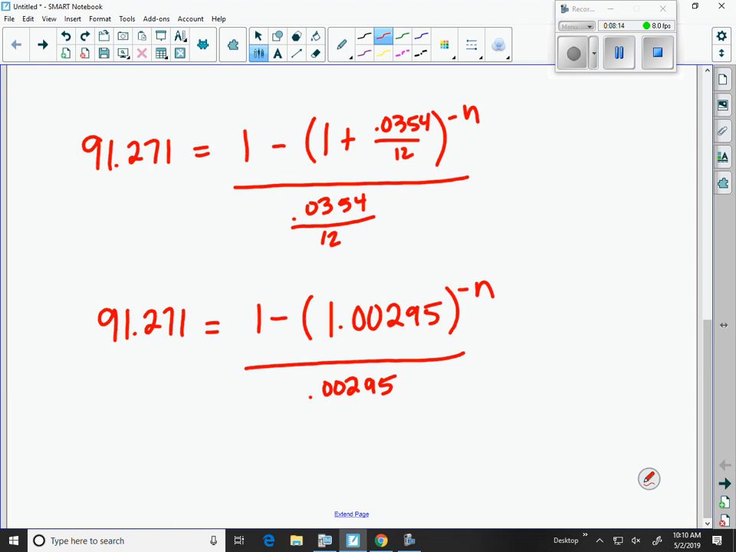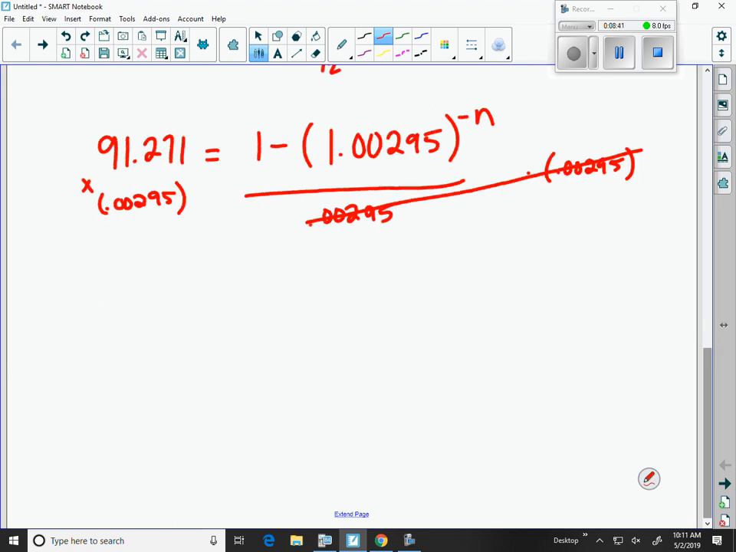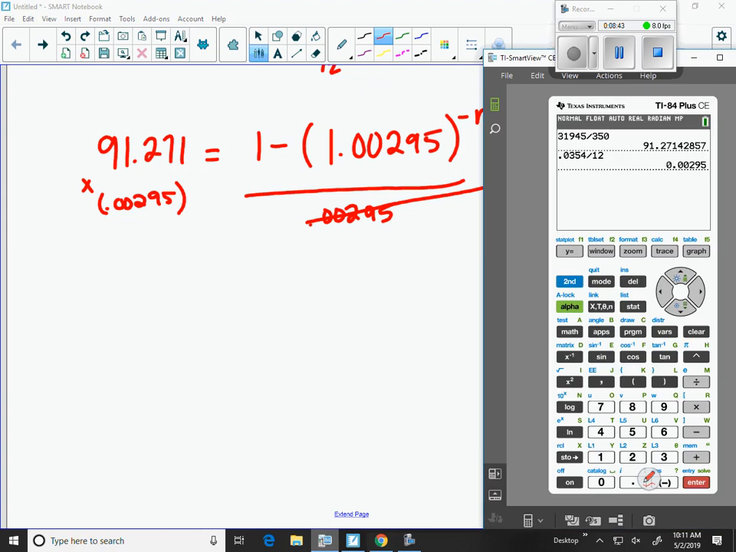Okay. Now, you can probably guess our next step. We are solving for n. So we want to get n all by itself. We need to get rid of this fraction. So we're going to multiply by 0.00295 on both sides. That way we can cancel out that denominator. Okay, let's see what happens on the left. All right, I end up, and I'll round to 3 decimal places, 0.269.